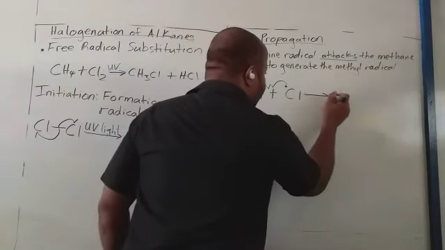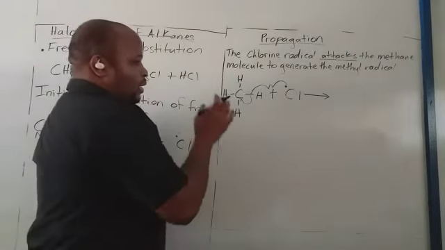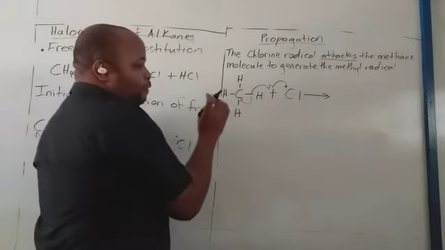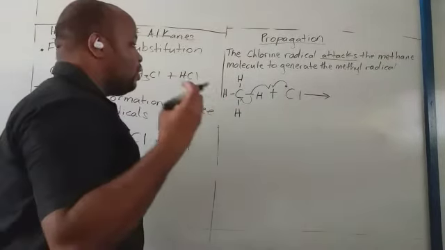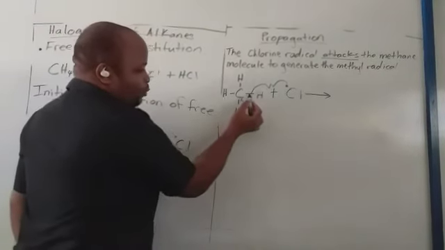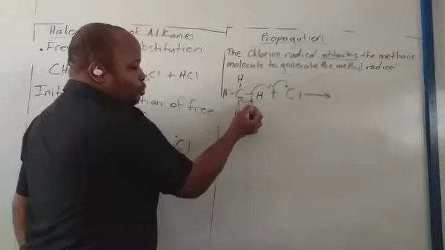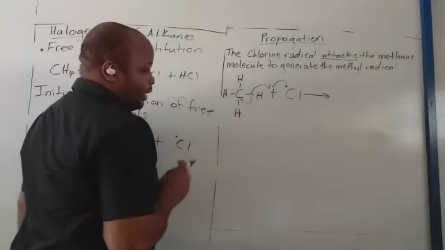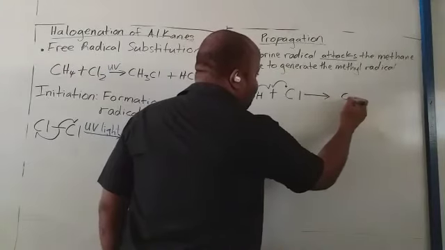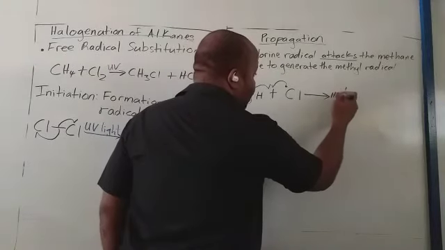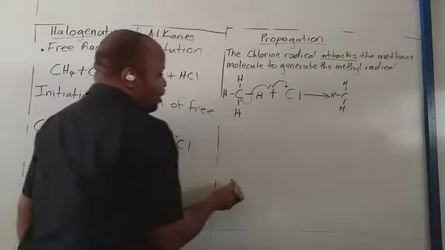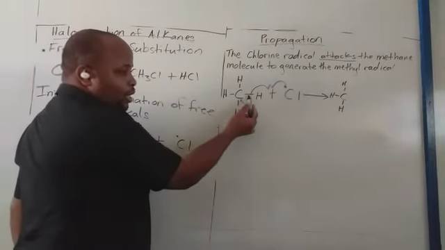So what will be the products? Let's look at the curve. Let's look at the fish hook again, and it will tell us what is occurring. This bond right here, it is being broken, right? Homolytically. So over here, we will not have a molecule of methane anymore. We cannot have methane because the bond was broken.